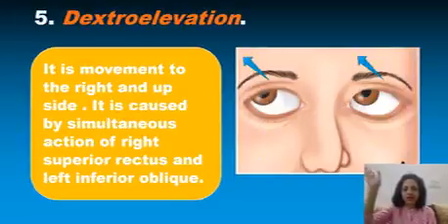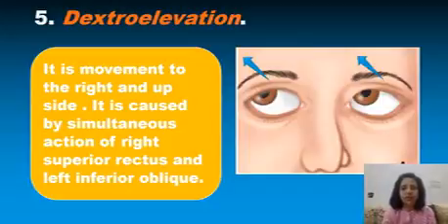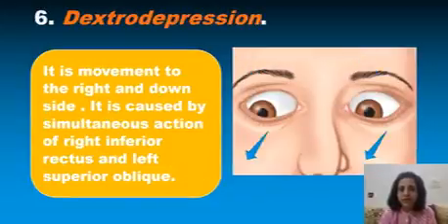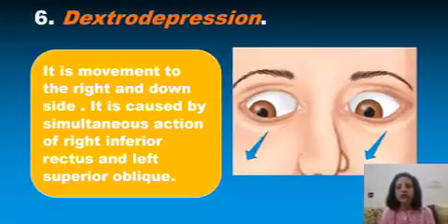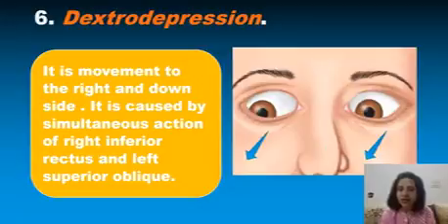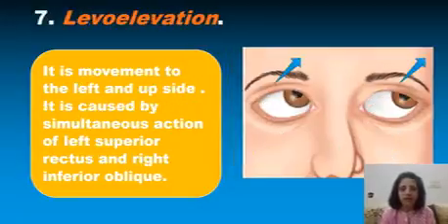Dextroelevation, that is movement right and up. It will be because of contraction of right superior rectus and left inferior oblique. Similarly, dextrodepression, right and down. So this will be because of right inferior rectus and left superior oblique.